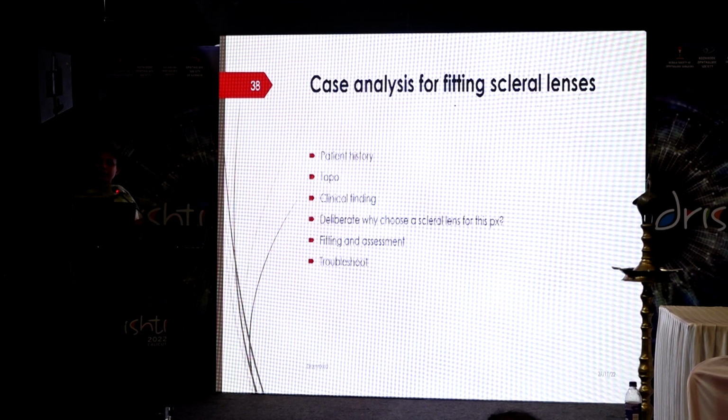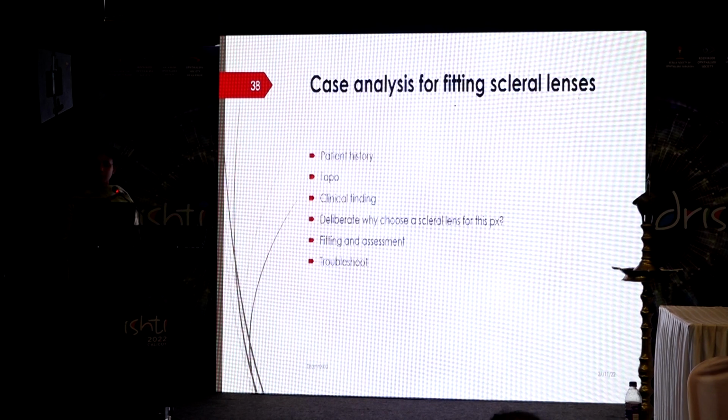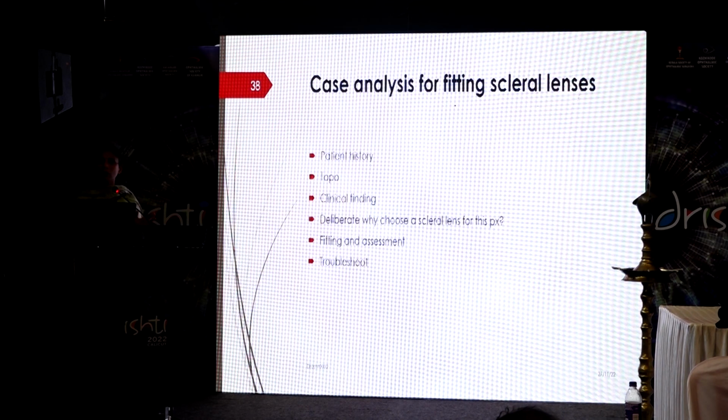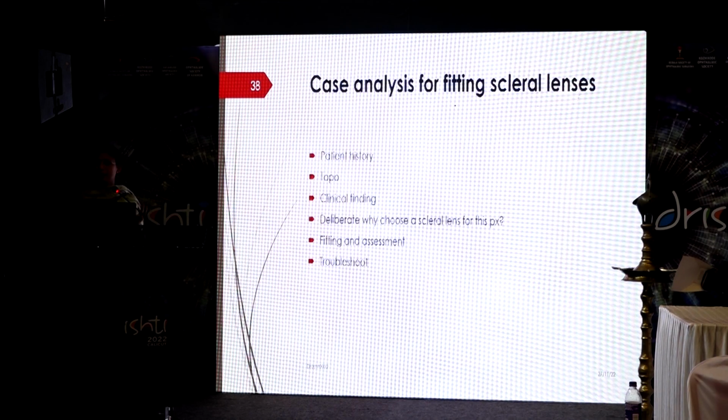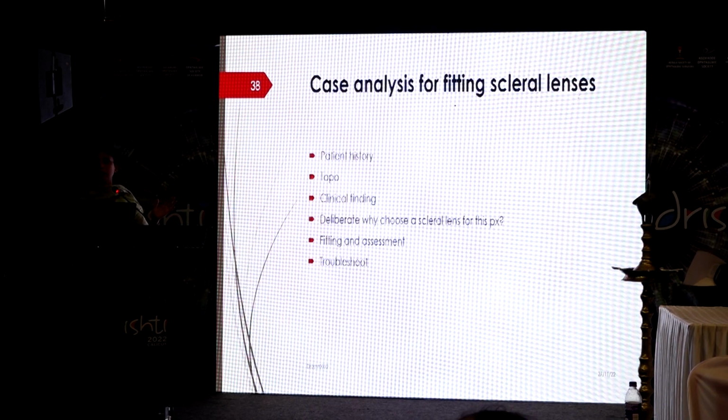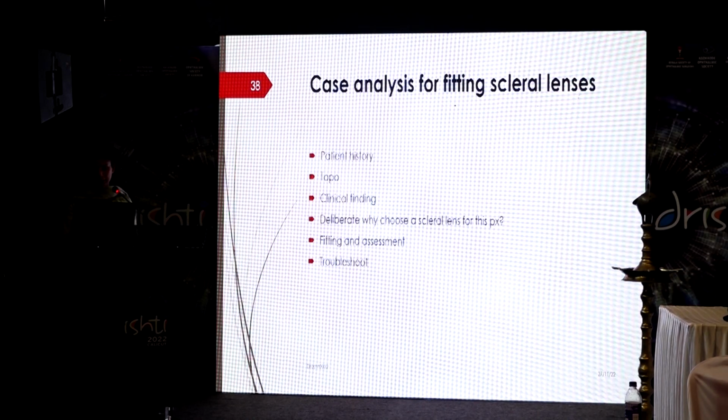When you're talking about case analysis for fitting scleral lenses, you need to look into the patient history, the topography if it's available, and the clinical findings of that condition. Deliberate why you need to choose a scleral lens for this particular patient, and don't blindly jump into saying, okay, this is a case of irregular cornea, I have to fit a scleral lens. That's not your approach. You need to look at the profile of the cornea and decide: will a corneal lens help, or a corneoscleral lens, or a scleral lens? If in doubt, start from the corneal RGP lens and progress towards a scleral lens. Next comes, most importantly, fitting and assessment, and troubleshooting when need be.